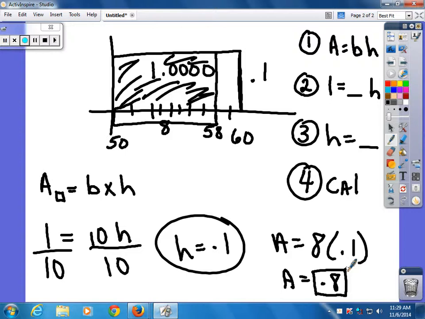Are you good with what we're doing? Solve it right here. 1 is given. 10 is 50 to 60. Solve, divide by 10 on both sides. And here's your list. This is how you solve a uniform distribution. If there are 20 problems on the test, 2 or 3 of them are going to be uniform distribution. And they're basically just going to be a rectangle and a base, and then you figure it. Okay?